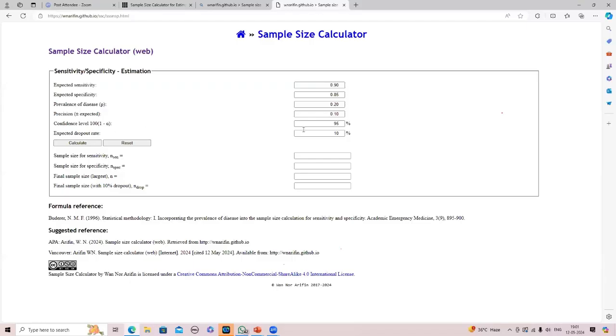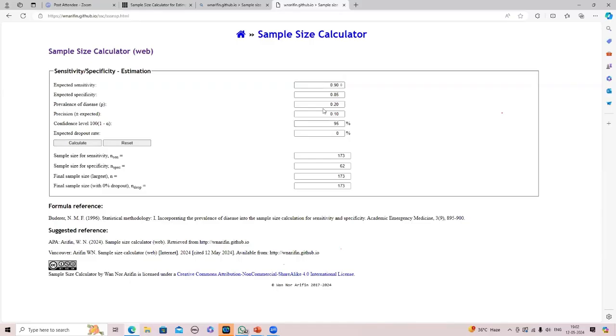The confidence level is 95%. It is asking for the expected dropout. If you have no dropout, you can put 0, as initially I am putting no dropout. Now my expected sensitivity is 90%. I am assuming that expected specificity is 85%. My prevalence is 20%, and I am taking the precision as 10%, that means for both sensitivity and specificity. And then I calculate this.